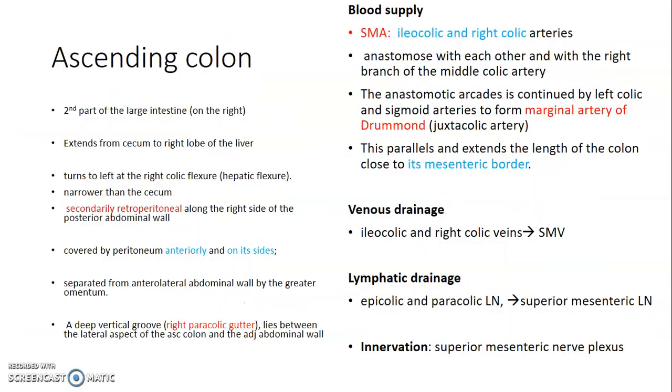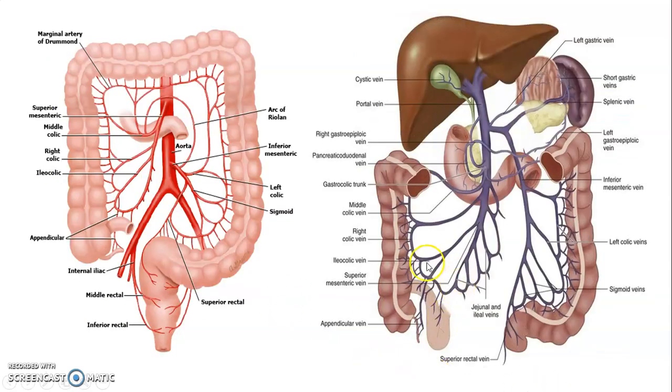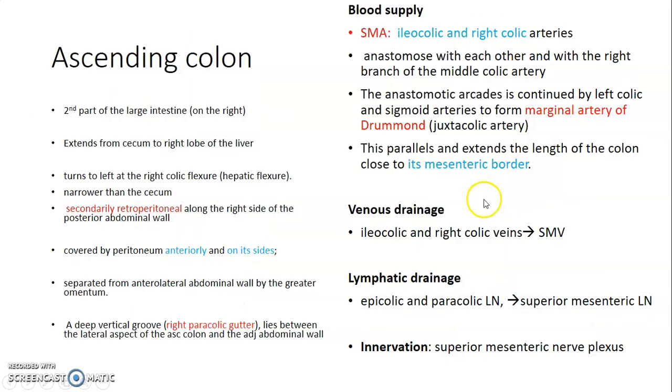So what is the venous drainage of the ascending colon? The veins will correspond to the arteries. So you have the ileocolic vein and the middle colic vein as well as the right colic. So it's mainly ileocolic and right colic. Then the middle colic mainly drains the hepatic flexure and the transverse colon. All these will drain to the superior mesenteric vein that later joins the splenic vein to form the portal vein.